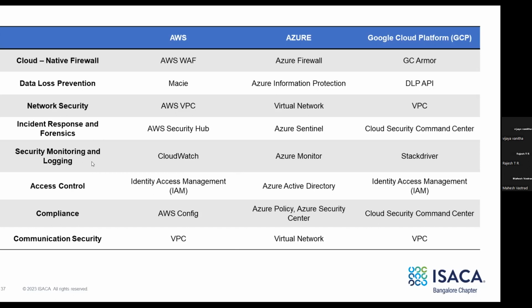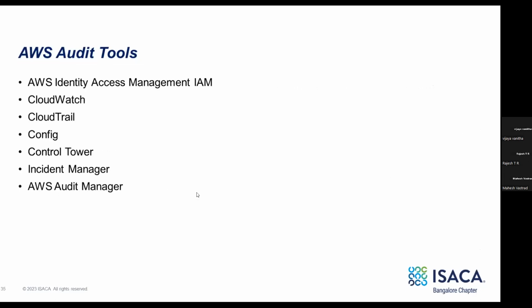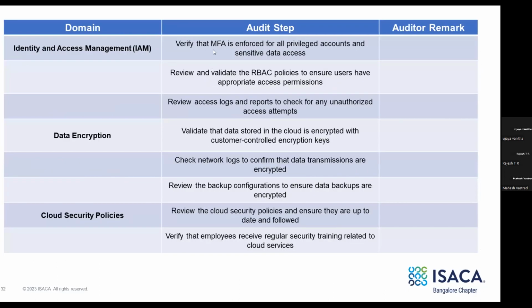When it comes to security monitoring and logging, CloudWatch is most used in AWS, Azure Monitor, and Stackdriver. These are the tools we are going to use to collect the monitoring and logging artifacts from the cloud platforms. Then access control: if we are looking into the access control domain, it is identity and access management, IAM. In IAM itself we can create 13 plus audit steps. Here I have mentioned only two or three.